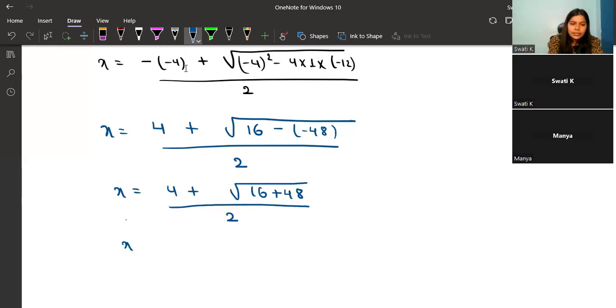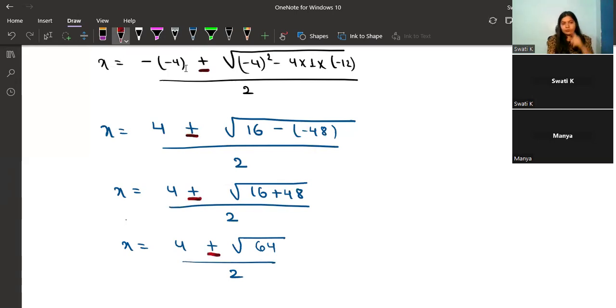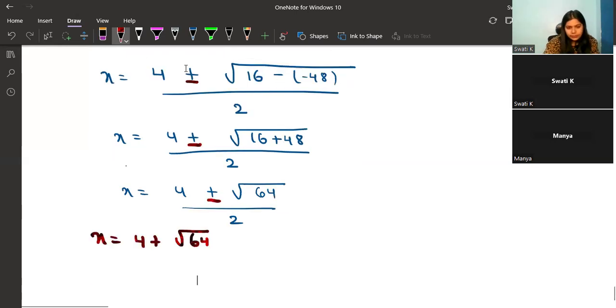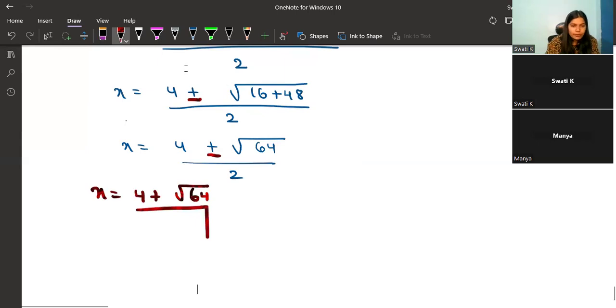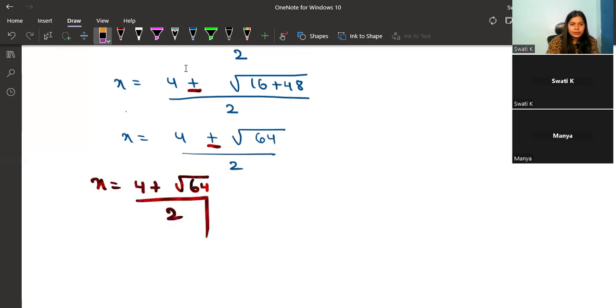Now this will become x is equal to 4 plus root over, what is 16 plus 48? It's 64 upon 2. Now I'll put the minus sign also, because that is something we tend to forget. You write down from the starting, the first step, put the minus sign. So therefore x will become 4 plus root over 64 by 2. And in the second case, of course, I'll put the negative sign. So 4 minus root over 64 by 2.